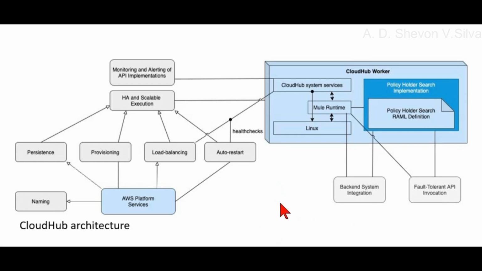MuleSoft defines CloudHub as a cloud-based integration platform as a service, iPaaS, that enables developers to integrate and orchestrate applications and services while giving operations the control and visibility they require for mission critical demands, all without the need to install or manage middleware or hardware infrastructure. You can deploy applications to CloudHub through Anypoint Runtime Manager found on the Anypoint platform.